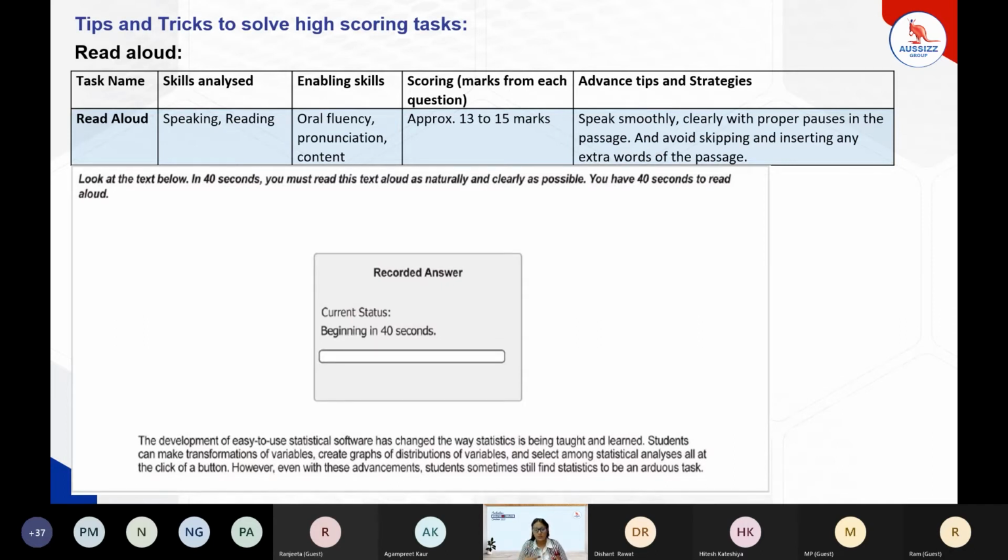So which skills are required, meaning what PTE is really looking for from me, is oral fluency, pronunciation, and content. I have to speak all the words exactly as they are in the passage. So I have to speak that entire passage very fluently with clarity of the words. Each and every word must be focused on. So what is the advanced tip? Speak smoothly and very relaxed through the entire passage, without any random pauses or insertion of any extra words.